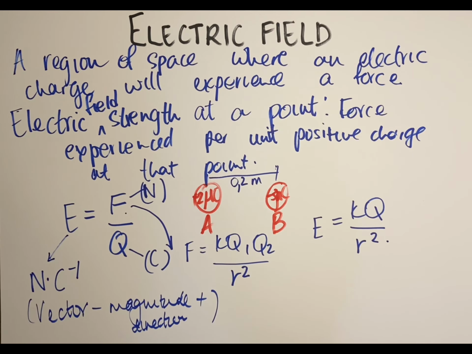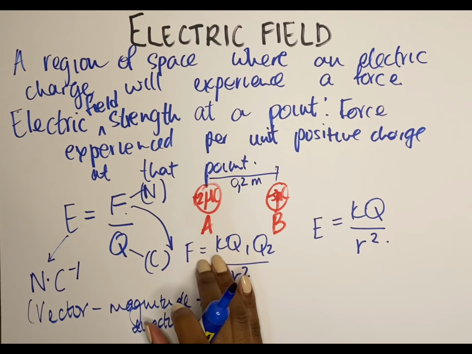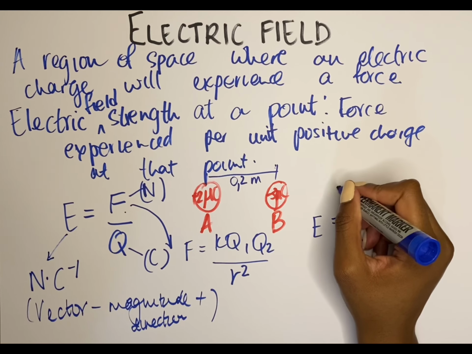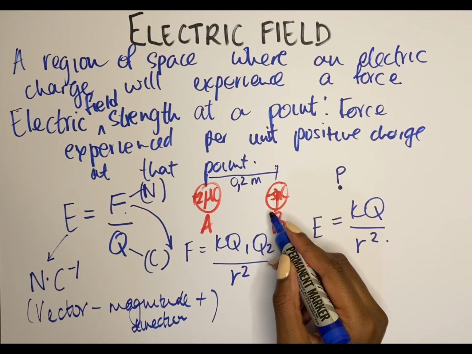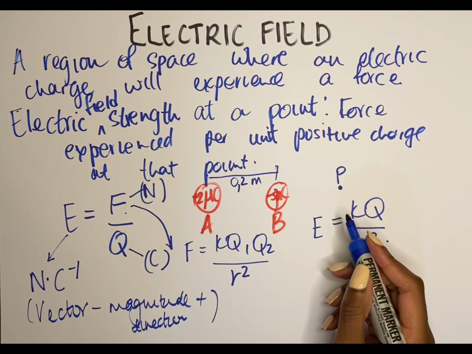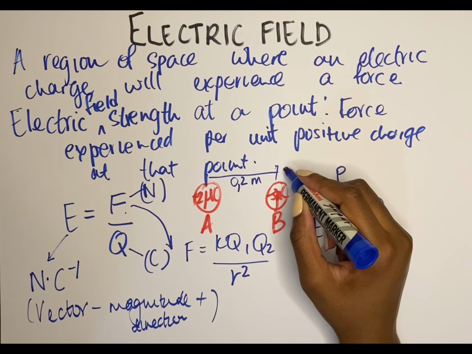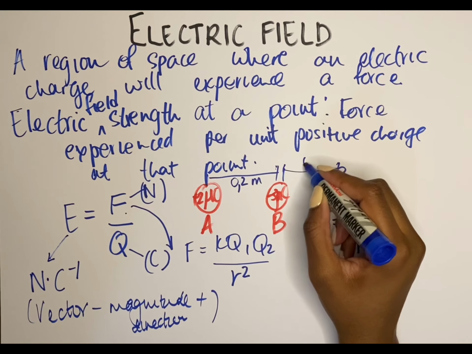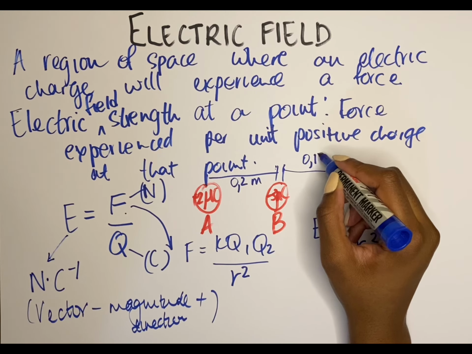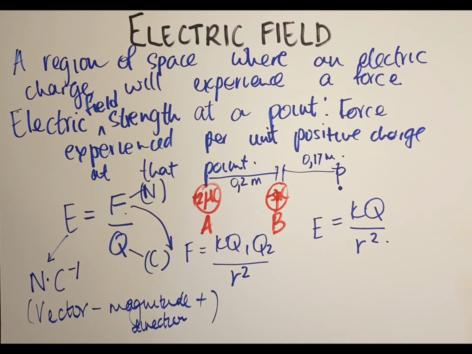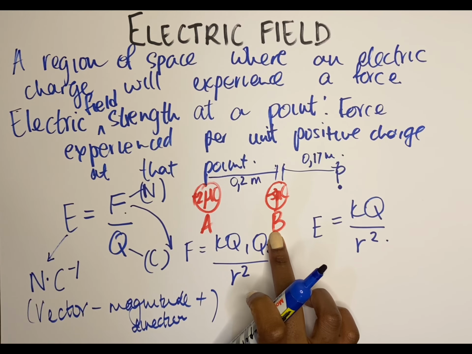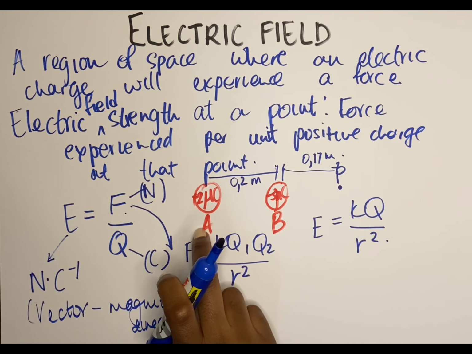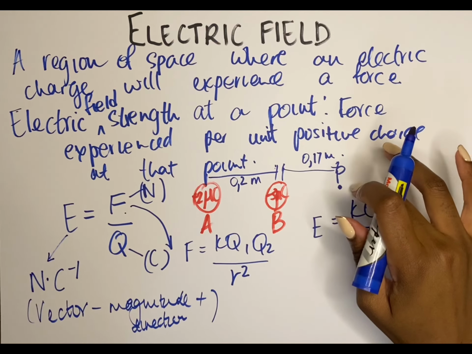Now, if for instance I was calculating for this very same question, let's say they said a point P is a certain distance between A and B, or a certain distance from B. Let's say it was 0.17 meters from B. Then the question says, calculate the electric field experienced at P. Then I can use the charge on B, as well as the charge on A, to calculate the net electric field experienced at P.